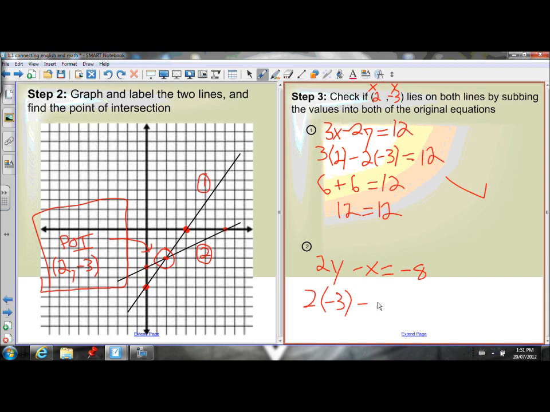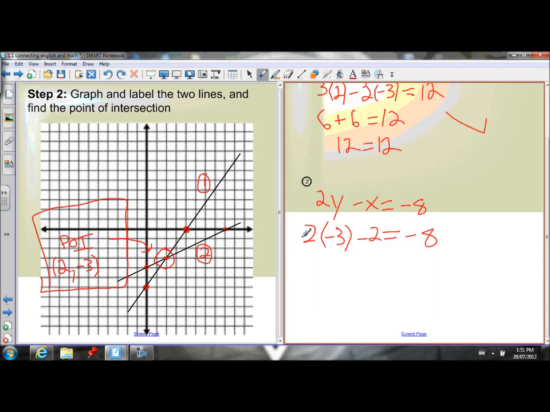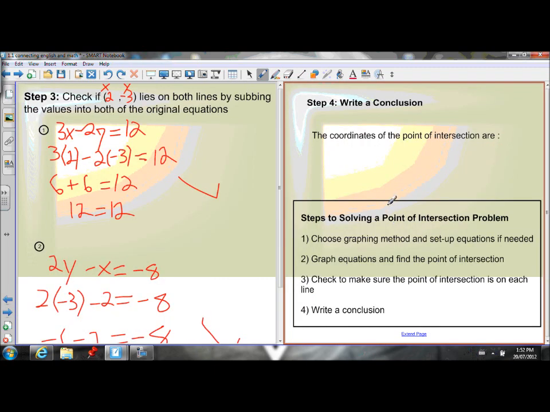Minus x is 2. See if that's equal to negative 8. 2 times negative 3 is negative 6, minus 2. Negative 6 minus 2 is negative 8. Negative 8 equals negative 8, therefore it's on that line. Therefore, those two lines must intersect at that point, since that point is on both of those lines. Awesome. Write our conclusion. Point of intersection is 2, negative 3. Make sure you always write it as an x, y coordinate.